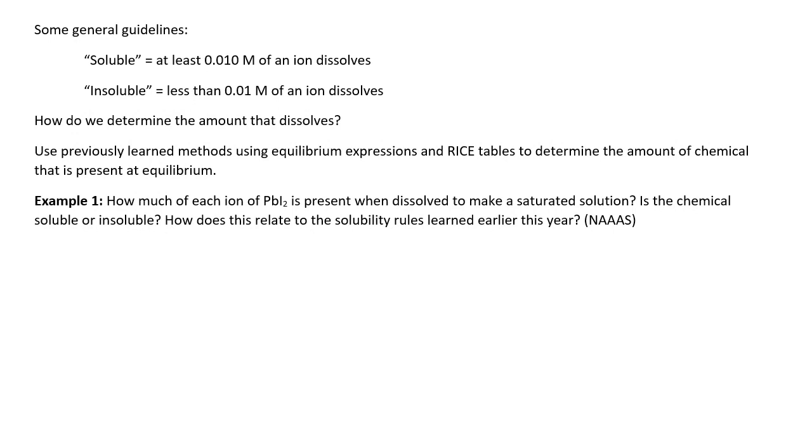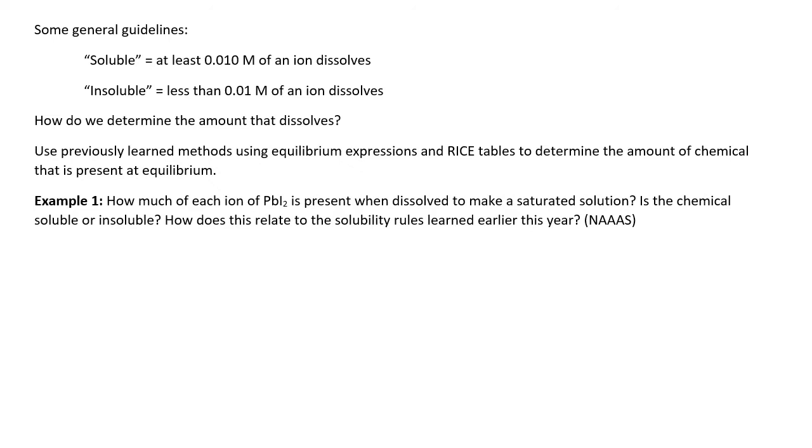So sliding down, we've got some general guidelines when it comes to solubility product as well. If we're referring to a chemical as being soluble, it has at least 0.01 molar of an ion that dissolves, okay? It's insoluble when it's less than that, or 0.01 molar of the ion dissolves. So that's kind of our cutoff.